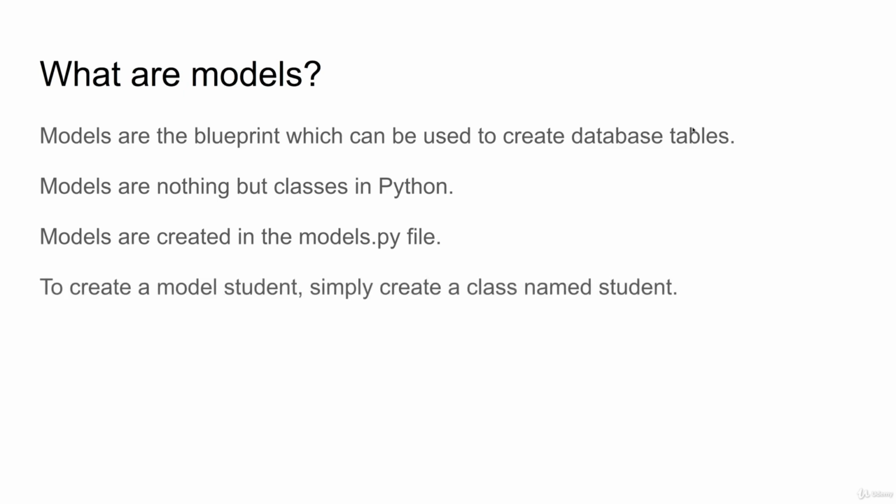Now let's take an example. Let's say you want to store details of a particular student. For that purpose you would need a student table in your database. Whenever you want to create a student table, first of all you need to build a model, or a schema, of that table. So you simply have to create a class named Student in the models.py file.